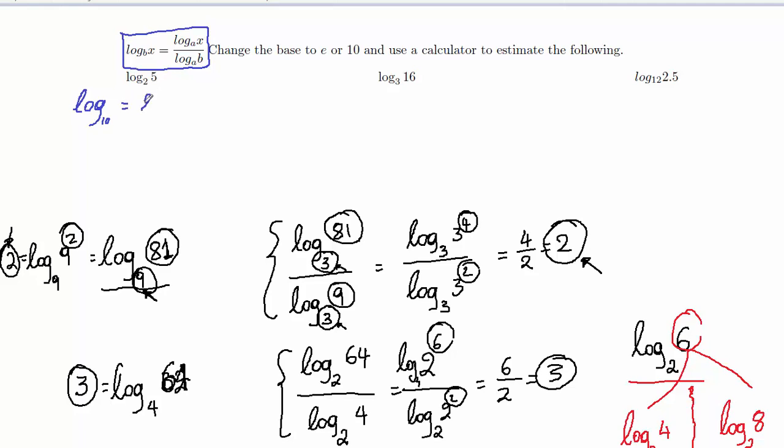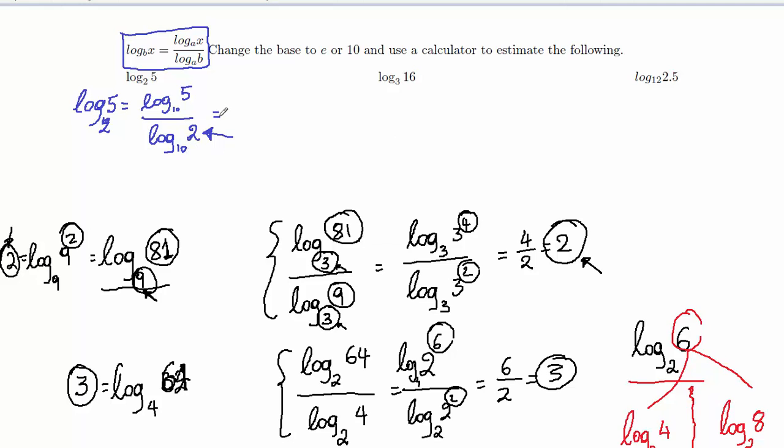This is log of the new base, that's going to be the 10. So I want to calculate this. This is going to be log with base 10 of 5 divided by log with base 10 of the old base. So remember, at the denominator you have the log of the old base with the new base.